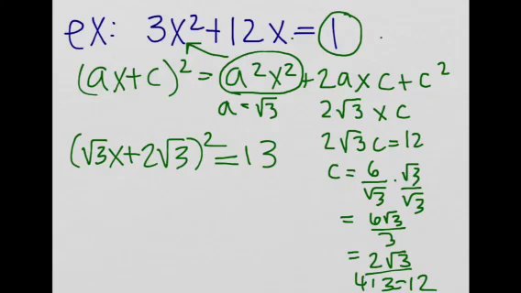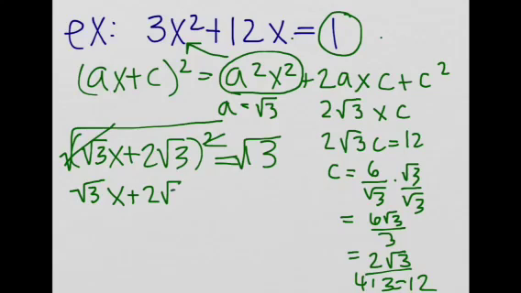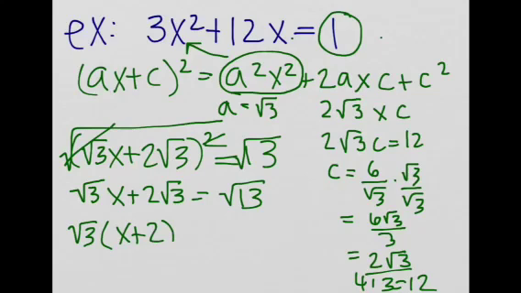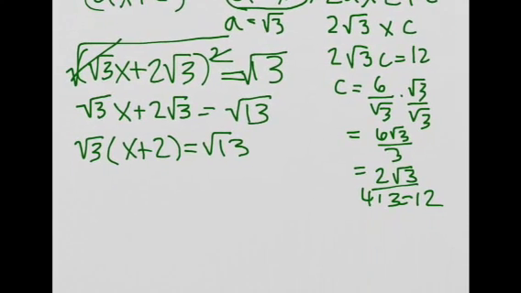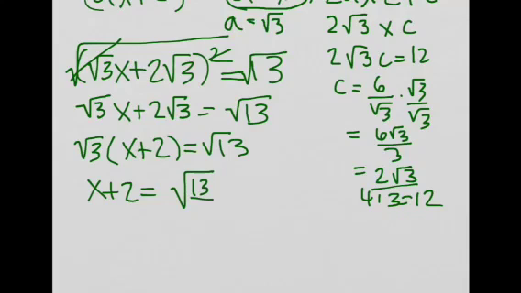Okay? So now if I take the square root of both sides, on the left-hand side, the square root and the square cancel. So you have the square root of 3 times (x plus 2 root 3) is equal to the square root of 13. Okay? And now realize I can factor out a square root of 3, so I get (x plus 2) times root 3 is equal to square root of 13, right? So then I can divide both sides by square root of 3, so I get x plus 2 is equal to square root of 13 over 3.